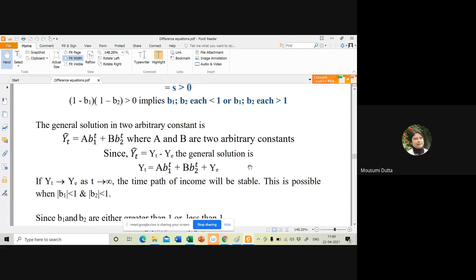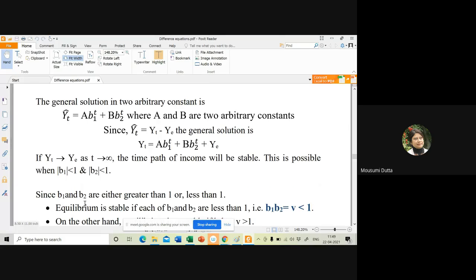Do I need to explain this once again, or do you understand this matter? When the modulus values of both roots are less than 1, only then will yt move towards ye as t tends to infinity. Is it understandable? Any question, any query? Yes, ma'am, it is understandable. Okay.